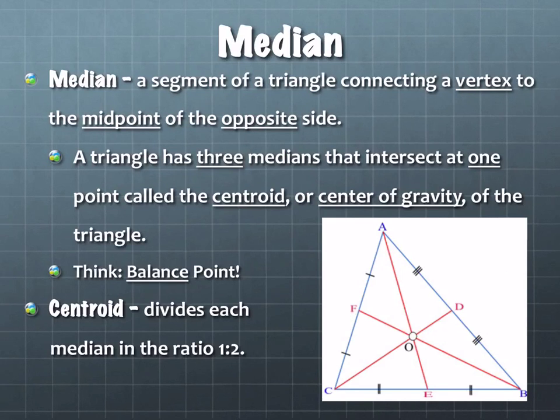And those medians do all, in fact, intersect at one point. That point is called the centroid. Another word for centroid is center of gravity. Center of gravity is more general. You can use that for any shape. Okay, so like a square has a center of gravity, a circle, an ellipse, whatever two-dimensional shape you want. All of them have a center of gravity. Centroid is specific to a triangle. And you want to think of it like a balance point.